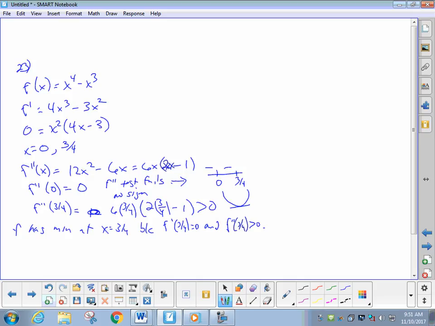So what's going on at 0? Min, max, or neither? It was decreasing before 0, then it went flat, and then it went back to decreasing. So there is no extreme at 0. There's only an extreme at 3/4. Cool?